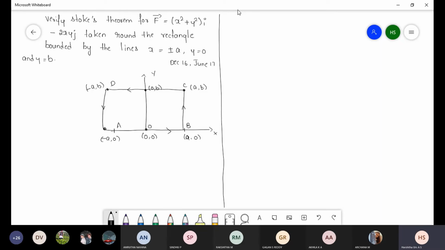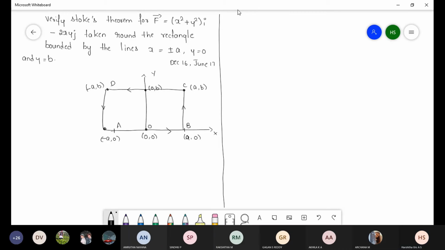D to A. One is from A to B. Next B to C. A to B is minus a comma 0 to plus a comma 0. Next B to C means a comma b. C to D means minus a comma b. So it is a rectangle.